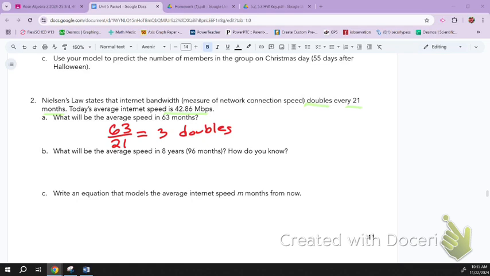Okay? We have the average internet speed. We'll use that as our starting value. That's our A. We're doubling. What's our multiplier then? 2. Not squared. 2 times 2 to the power of 3. We want to figure out in 63 months, what's the internet speed?